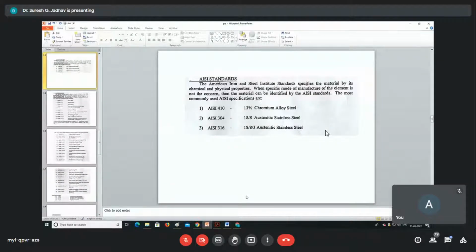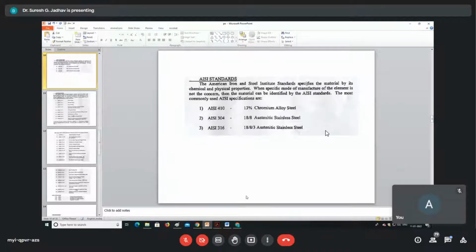So here another is AISI standards, that is the American Iron and Steel Institute standards. With the help of these standards, we can consider the chemical as well as physical properties of the materials. Means we can specify the chemical and physical properties when the specific mode of manufacture of the element is not concerned.